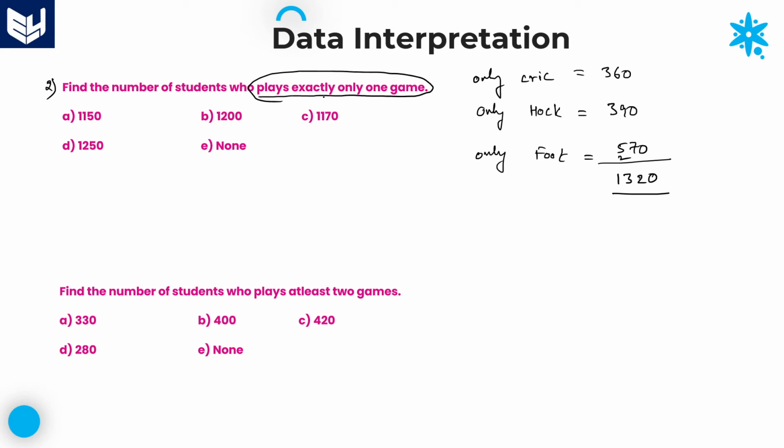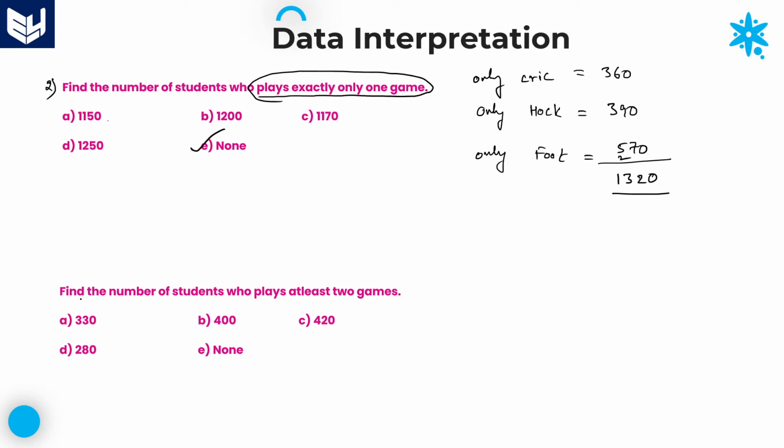Here number of students who play exactly one game, that is 1320. That is the required answer. Here also 1320 is not there among the options. Therefore your answer is option E. Option E is the right answer.